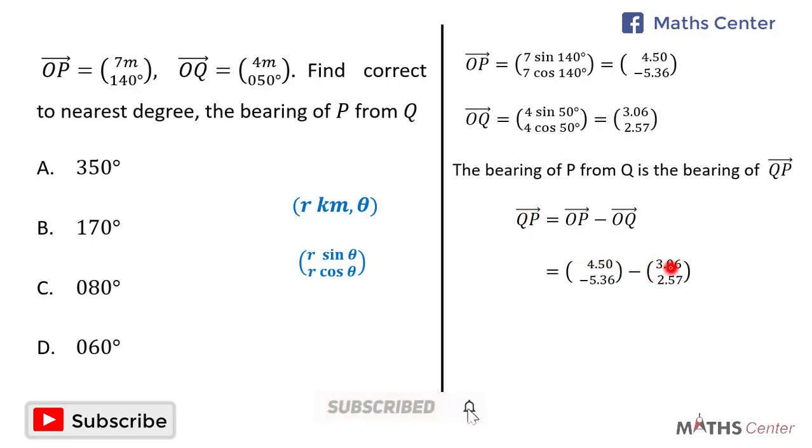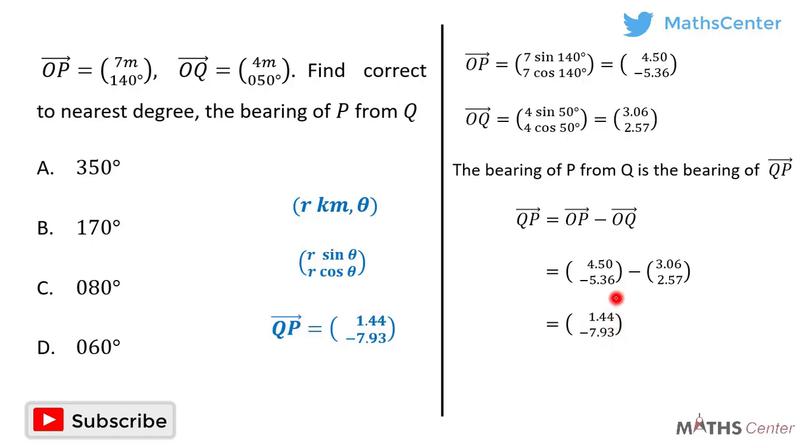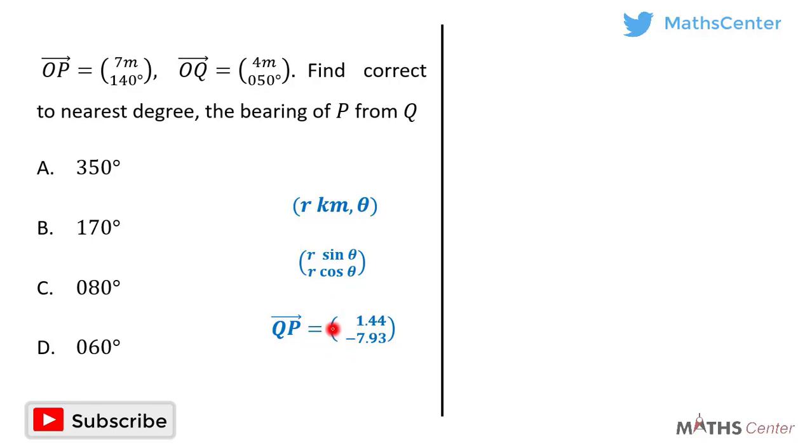4.50 minus 3.06 will give us 1.44. And negative 5.36 minus 2.57 will give us negative 7.93. So it means that the vector KOP is giving us 1.44 as the x component and negative 7.93 as the y component. We are going to find the bearing or the direction of this vector.